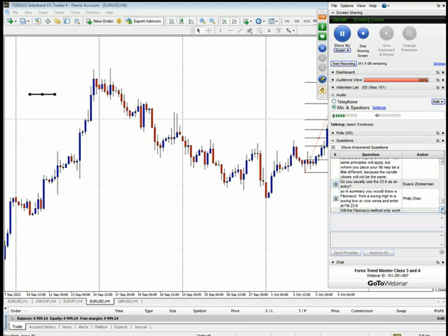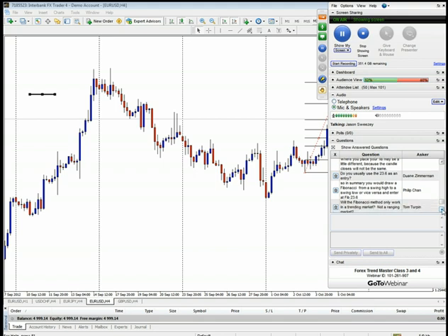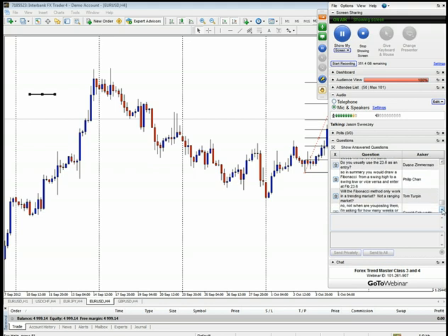Dwayne, I do not use the 23.6 at all. It's not considered a critical Fibonacci level. The three critical Fibonacci levels are the 38.2, the 50%, and the 61.8. Okay? So in summary, you would draw Fibonacci from a swing high to a swing low, or vice versa.